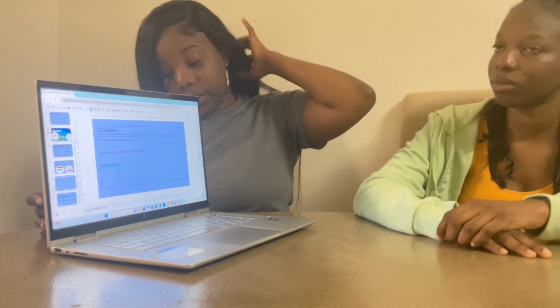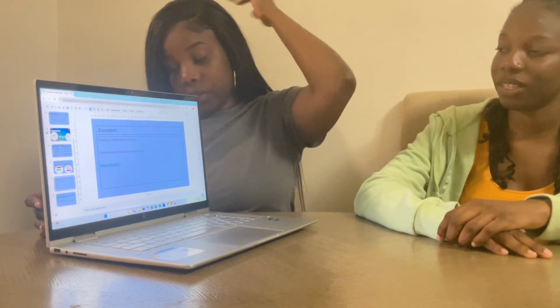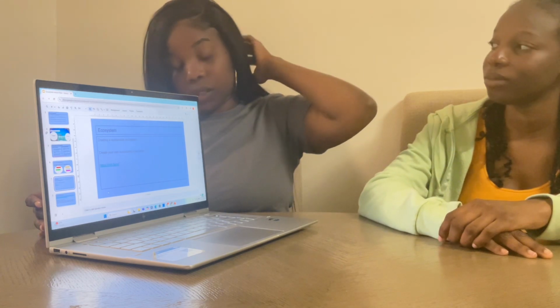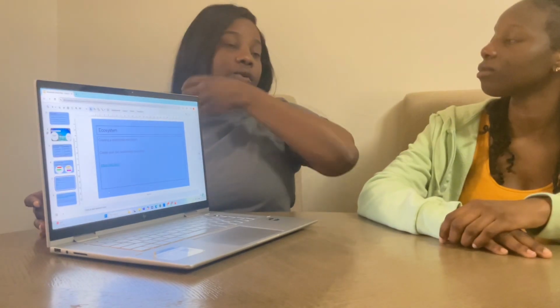So let's talk about the word sustain. What do you think the word sustain means? Something that can maintain itself for a long period of time. Okay, so when we talk about sustainable, we know that it means what? Something that can maintain itself. Right, being able to maintain itself, right?